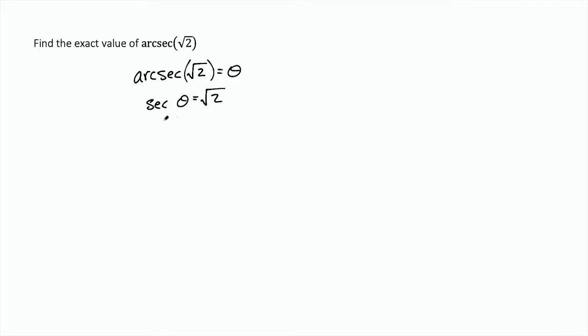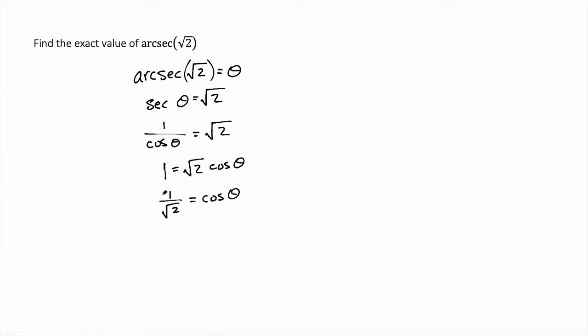And secant, actually, we can say, well, this is 1 over cosine. And then we can actually just find cosine here. So if I multiply both sides by cosine, and then divide by the square root of 2, I have cosine of theta equals 1 over square root of 2.